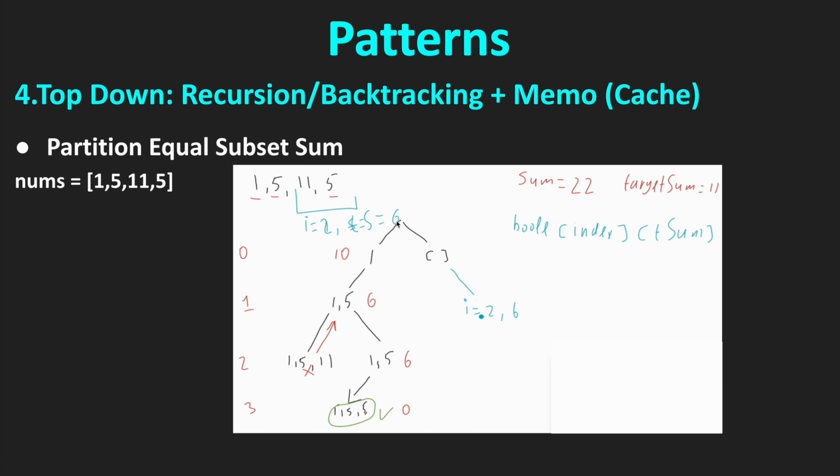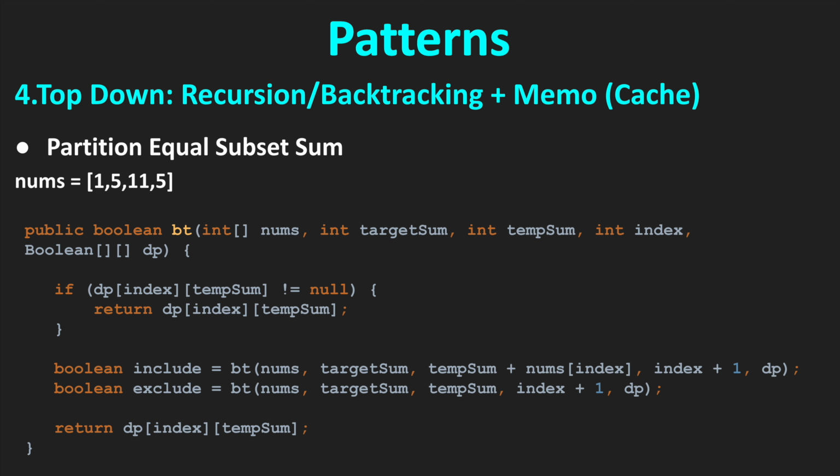If we have already solved that subproblem, whether or not that exists or does not exist, we are saving that to our two-dimensional array, where the x-axis is the index and the y-axis is the sum. So we are storing whether or not we have solved that subproblem. If we have solved it, we are returning that from the cache instead of solving that subproblem again. As you can see here, we are passing our nums, target sum, temporary sum, index, and our two-dimensional array, right? So we are checking that if that is not equal to null, which means that we have solved that subproblem, we are returning the value.